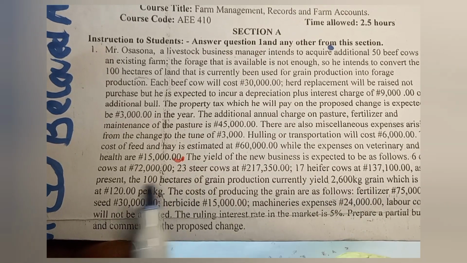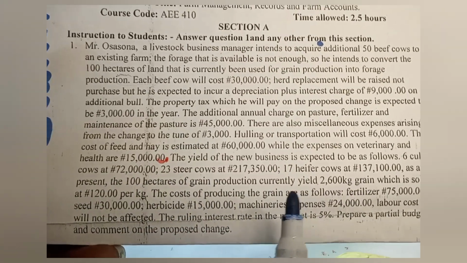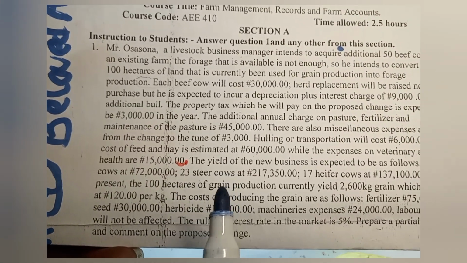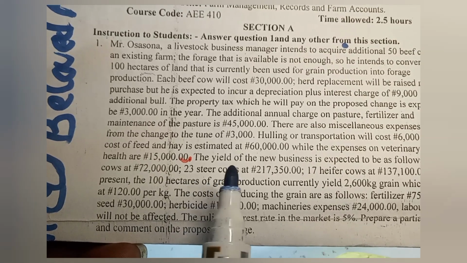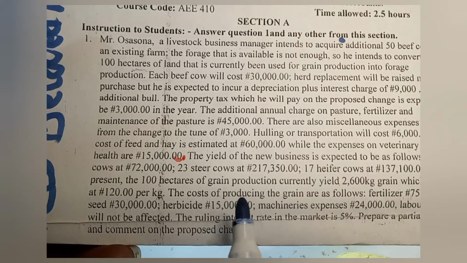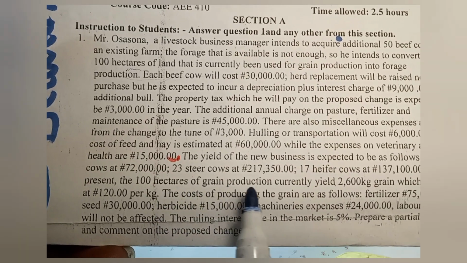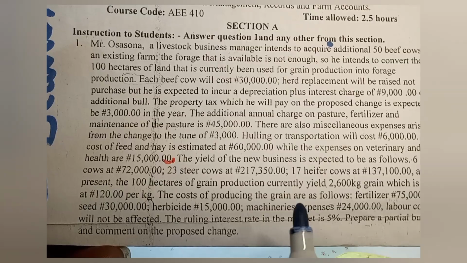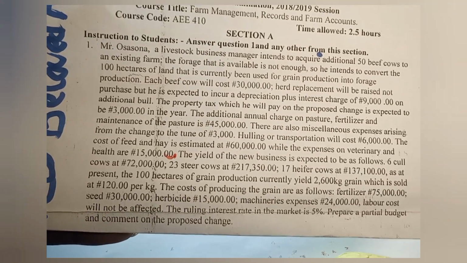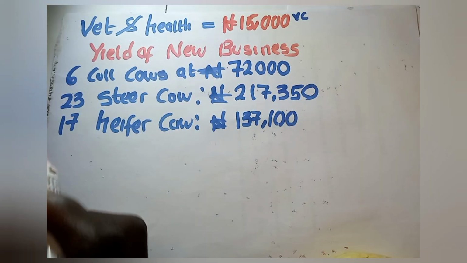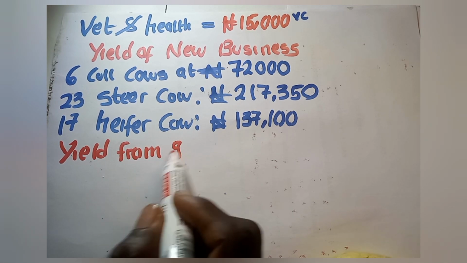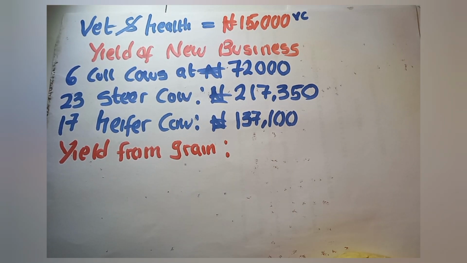After the 17 heifers, the question says the 100 hectares of grain production currently yield. So now I'm going to have another heading like that: the yield from the hectares of land. The 100 hectares of grain production currently yield 2,600 kilogram of grain. So let me represent that as yield from grain.